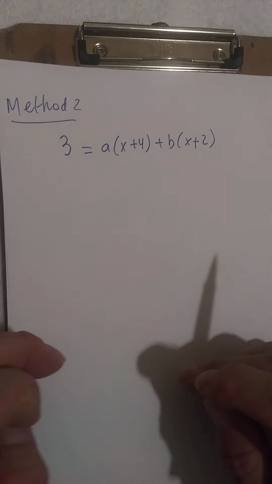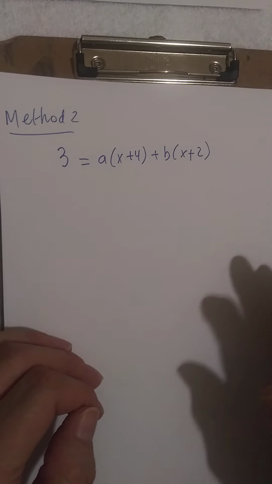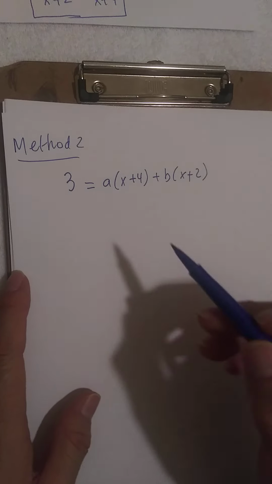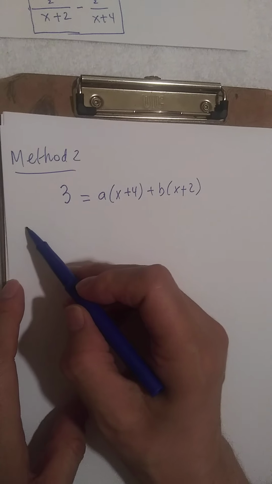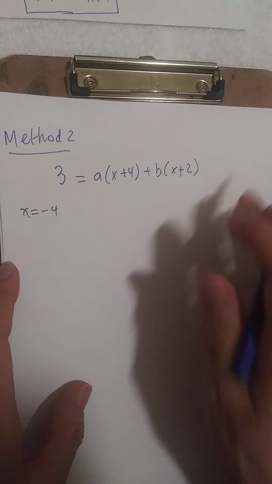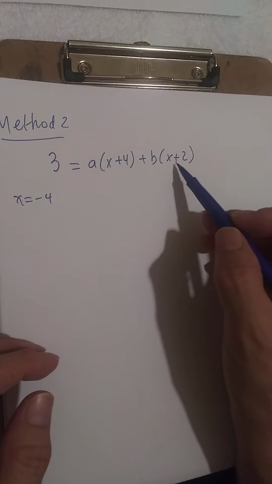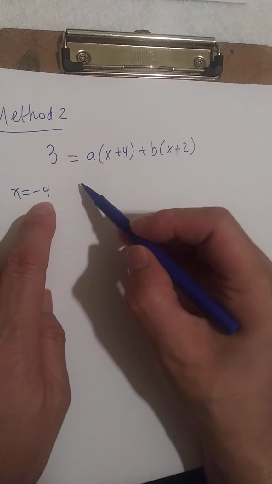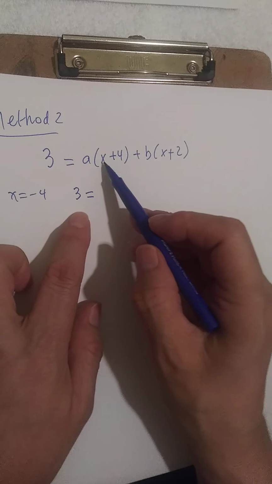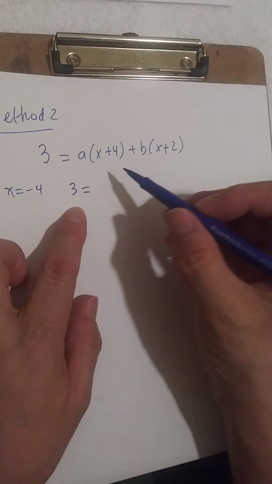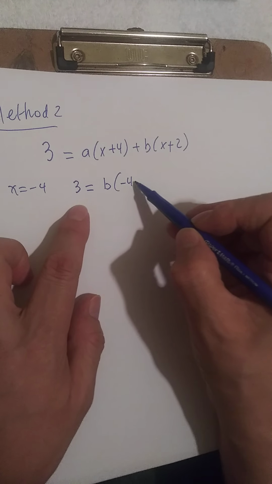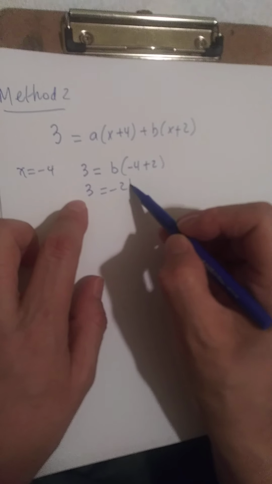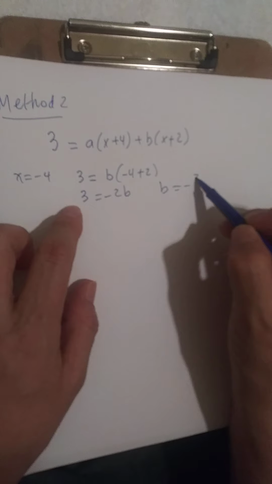Okay, you can pick x equals 99 and x equals 147, but that's just going to make things complicated. I would rather pick x equals negative 4. So let x equals negative 4, simplify this equation. And after that, I'll pick x equals negative 2, simplify it. If I pick x equals minus 4, I'll end up with 3 equals, minus 4 plus 4 is 0, so this whole term goes away, b times negative 4 plus 2. And this will give us b. So 3 equals negative 2b. That means b equals minus 3 halves.